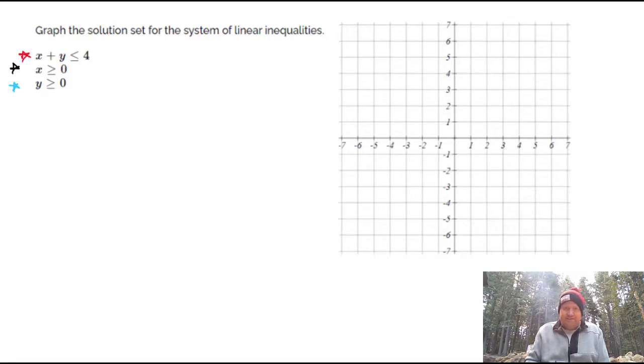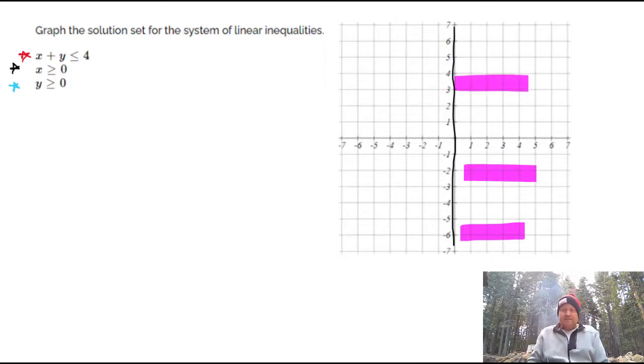So let's go graph x is greater than or equal to 0. So this is where x is 0. We're actually on the y-axis. X equals or x is greater than, those are always vertical lines. And I'm going to just shade, I'm going to put 3 lines, okay? Those are all possible areas of my solution.